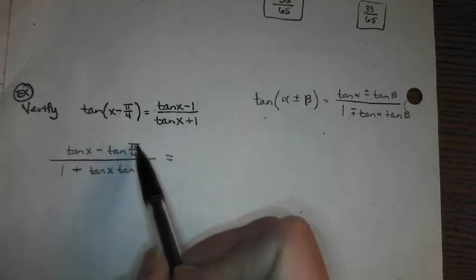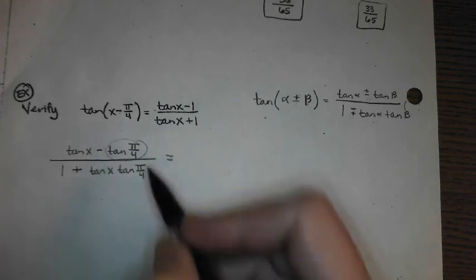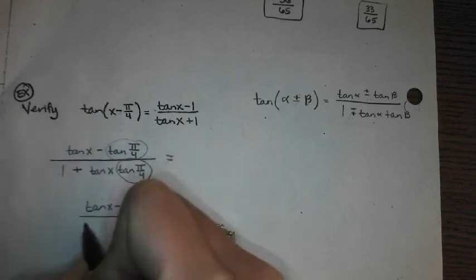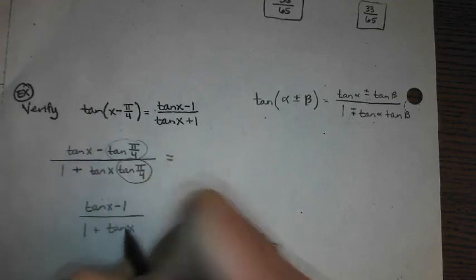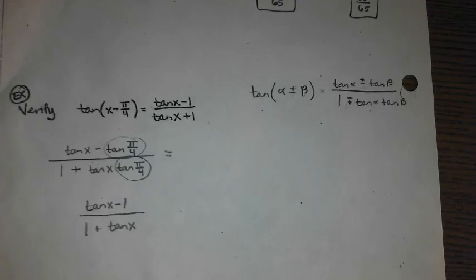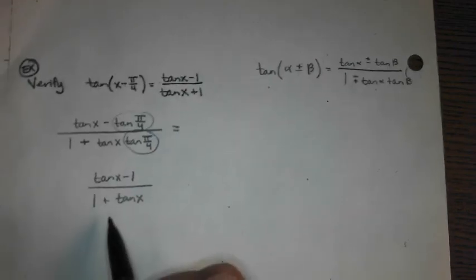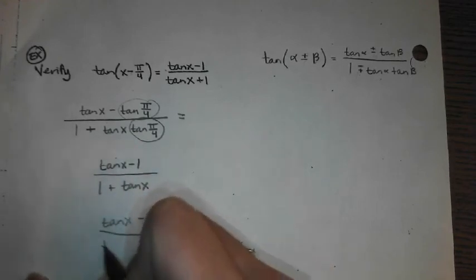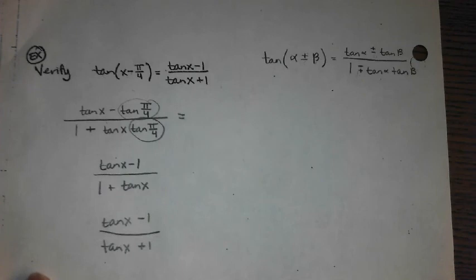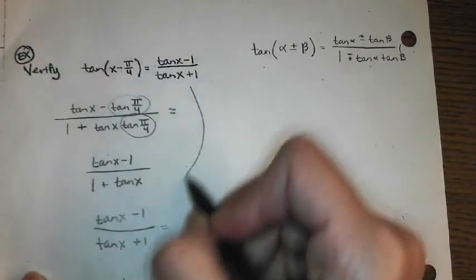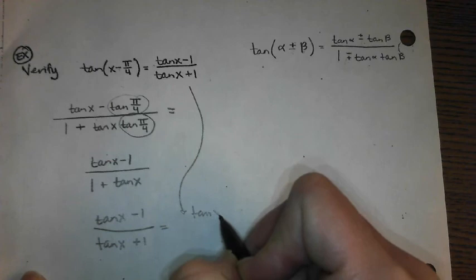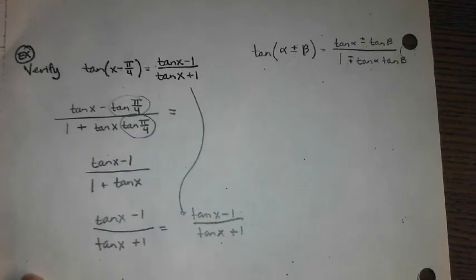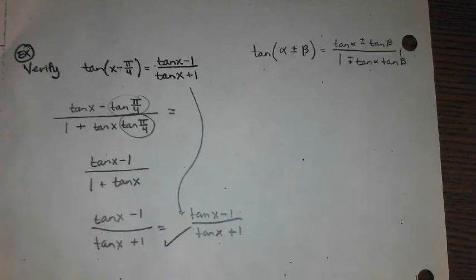So if we go to simplify this, tan of pi over 4 is just 1. So tan of x minus 1 over 1 plus tangent of x times 1 just as tangent of x. And then we're pretty much there. I mean, addition is commutative on the bottom, so if you want it to look exactly the same, which we should, we're just going to use the commutative property of addition to switch that around. And then without touching the right-hand side, it's a match.